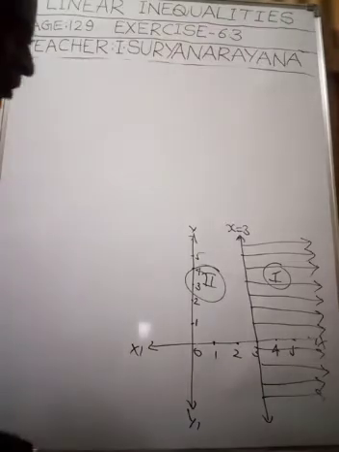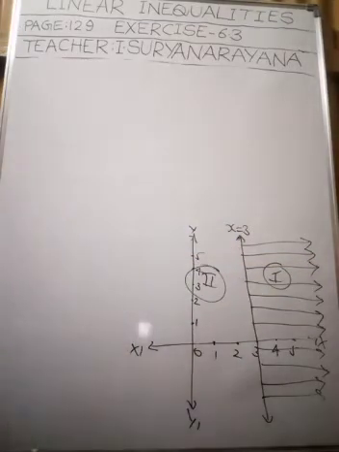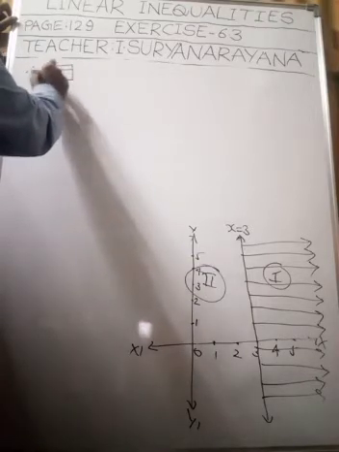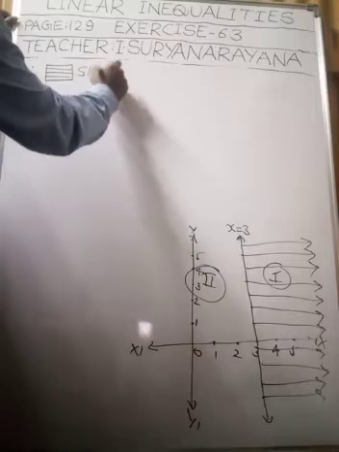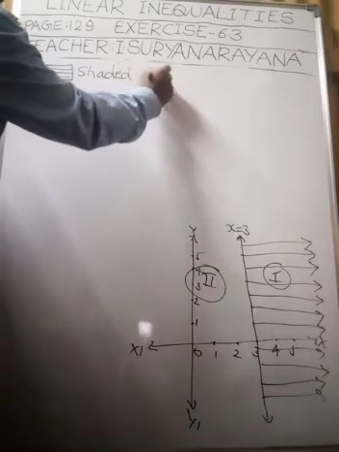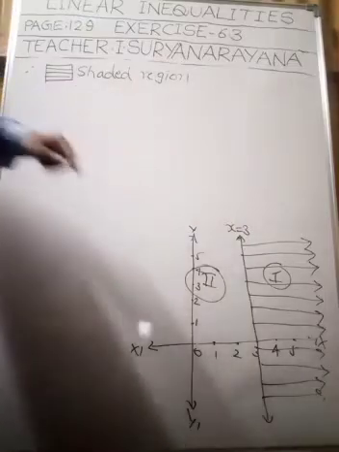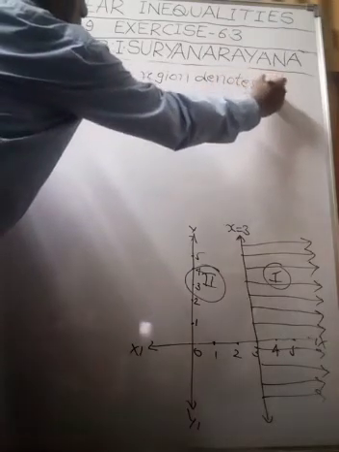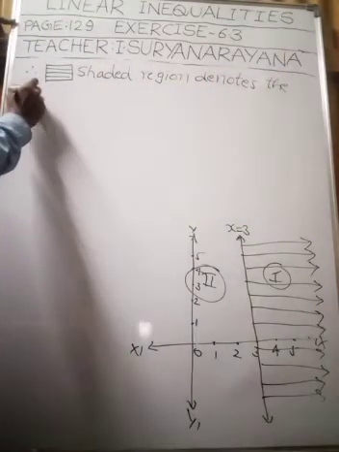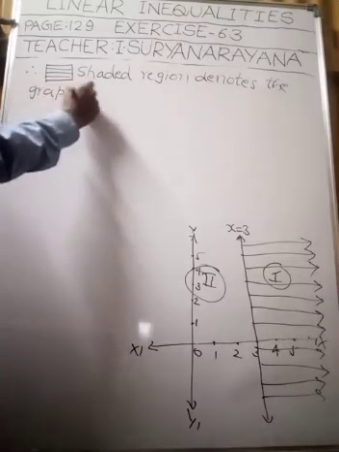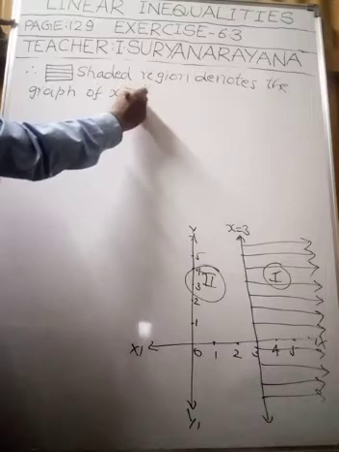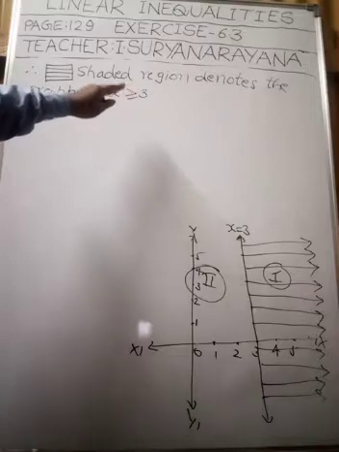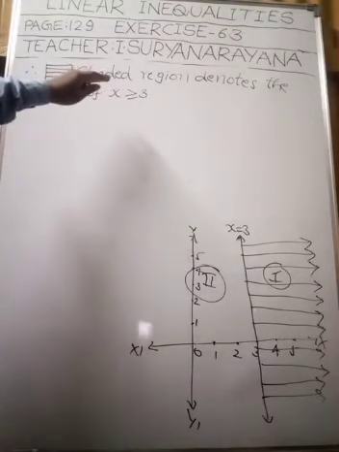Therefore, this horizontal lines shaded region denotes the graph of x greater than or equal to 3, or you can say the graph of the solution set of x greater than or equal to 3. Okay, my dear children, understood?